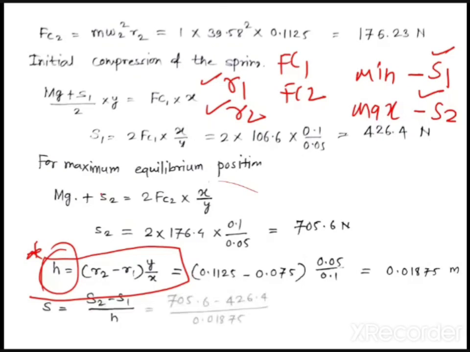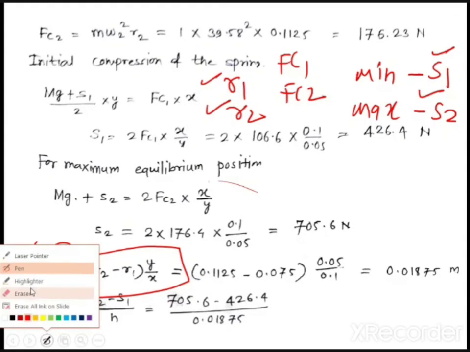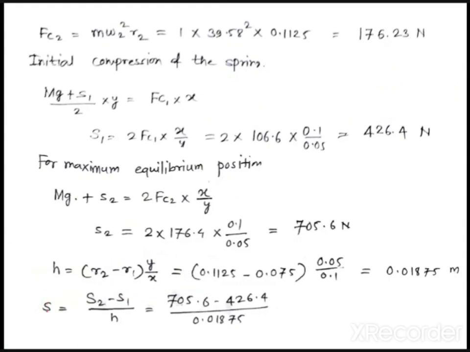So now what is this? This is K actually. What is K, the stiffness? S2 minus S1 upon H. We have already found H, so H is found and K is found.